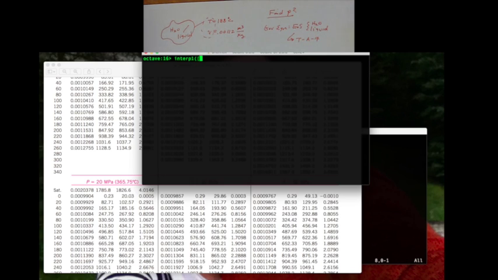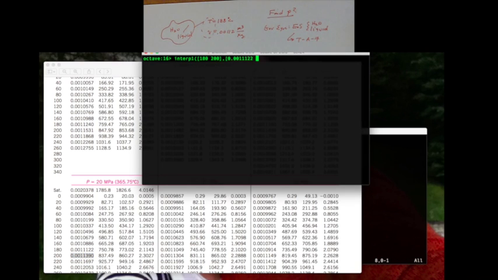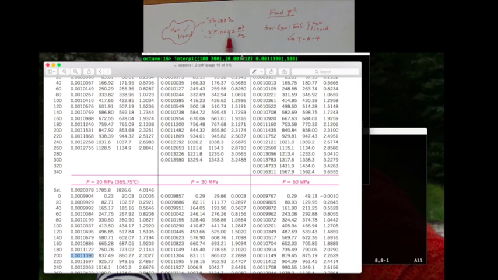And let's say we are interested in the value at 188. So we're going to interpolate between 180 and 200 our various volumes, copying and pasting them directly out. And at this value, we can see that we are at a volume of 0.001122, and that is still bigger than what we seek. So let's go down one more and see how this would work at 30 megapascals.